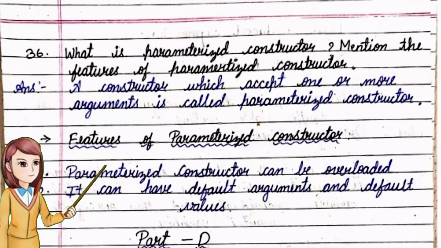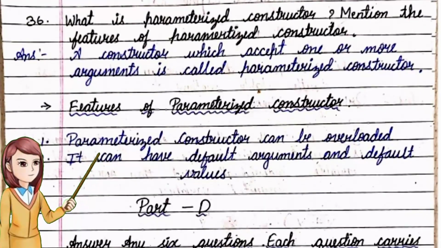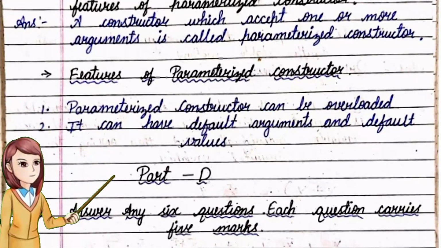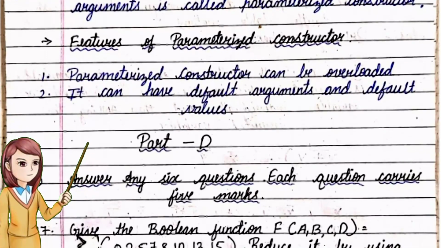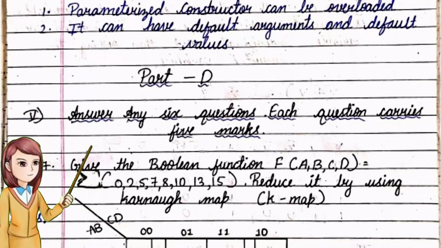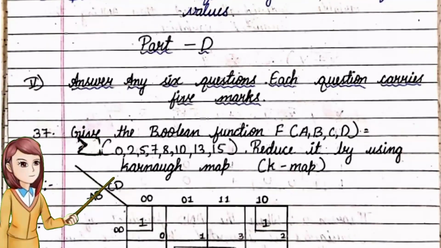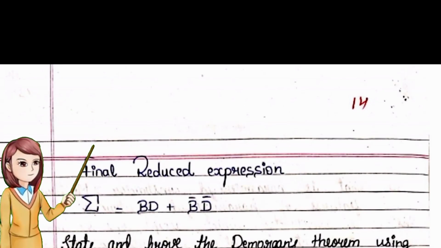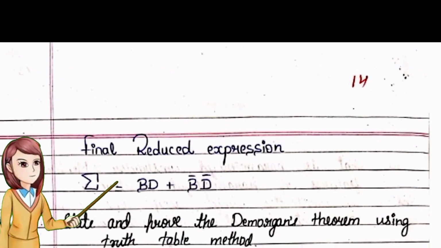Now part D. Answer the following questions. Carries 5 marks. Here we have solved the Boolean expression. The final Boolean expression, meaning the reduced Boolean expression, is summation equals BD plus B bar D bar.